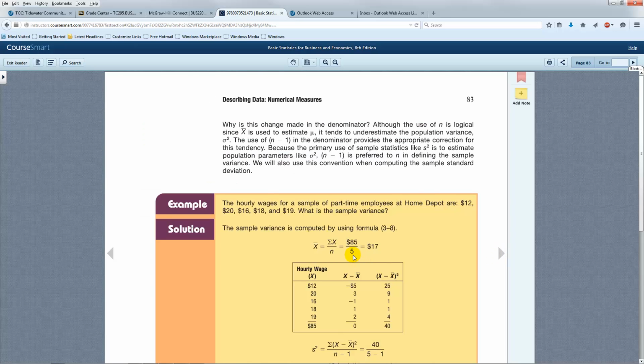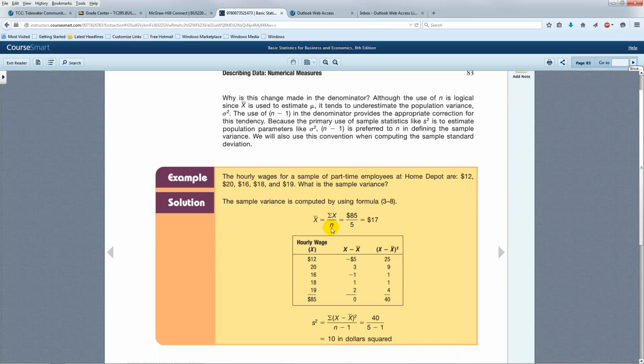Okay, so if you look on your textbook page 83, there's an example which is talking about the hourly wages that are paid to part-time employees at Home Depot at $12, $20, $16, $18, and $19. And it asks us to calculate the sample variance. Now I'm going to take it a step further and go ahead and show you how to calculate the standard deviation, but this is where I'm getting the data. So if you want to turn to page 83 in your textbook so you can see how I set up the Excel spreadsheet, then that will help.